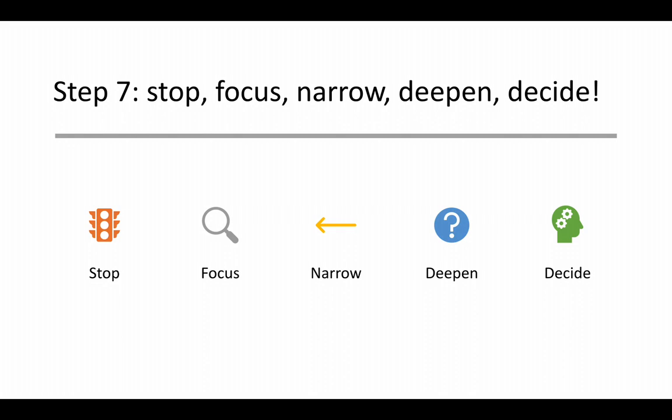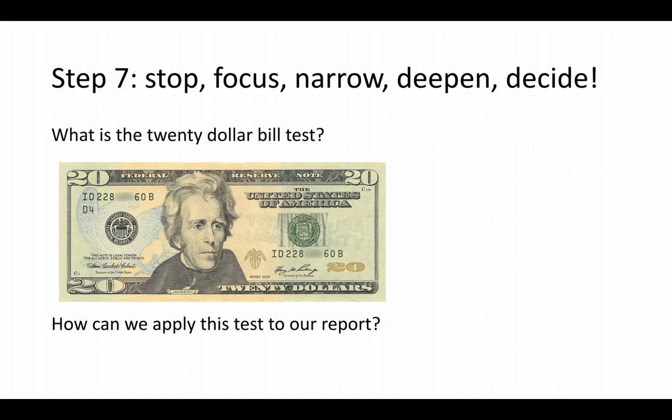So basically, to make a decision, you need to stop, right? Because you already confronted the trade-offs, and then you focus, narrow down, deepen it, and then finally make a decision. Here's a test to help you make a decision. We name it the $20 bill test.